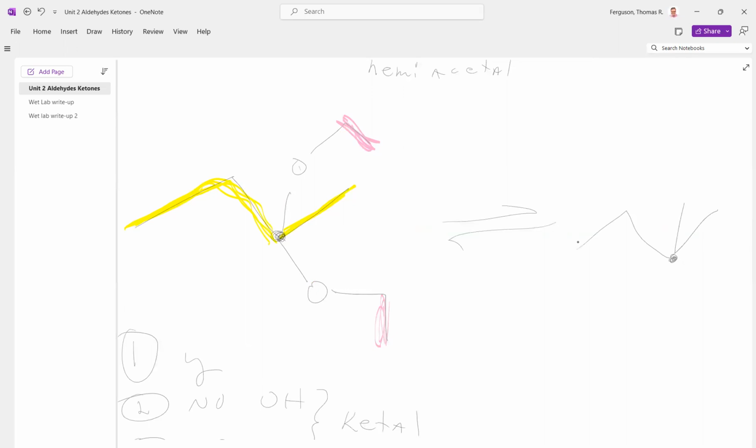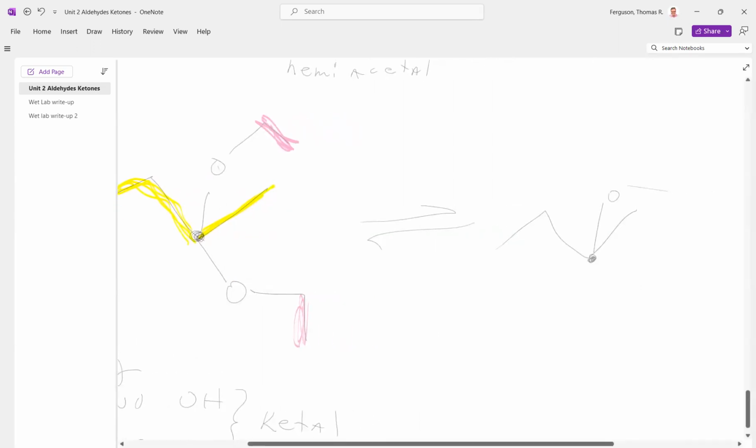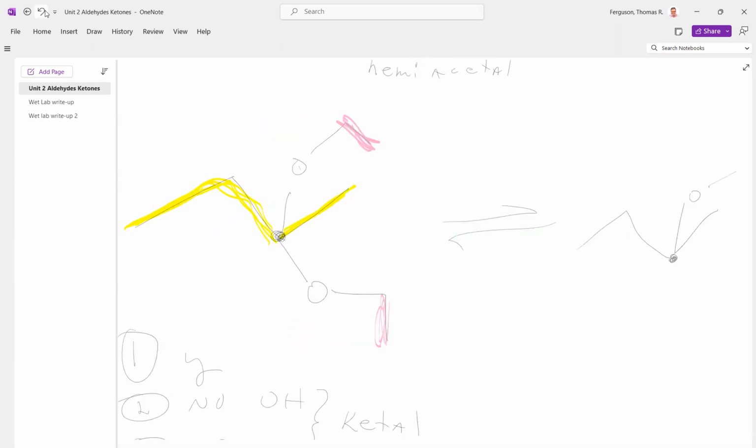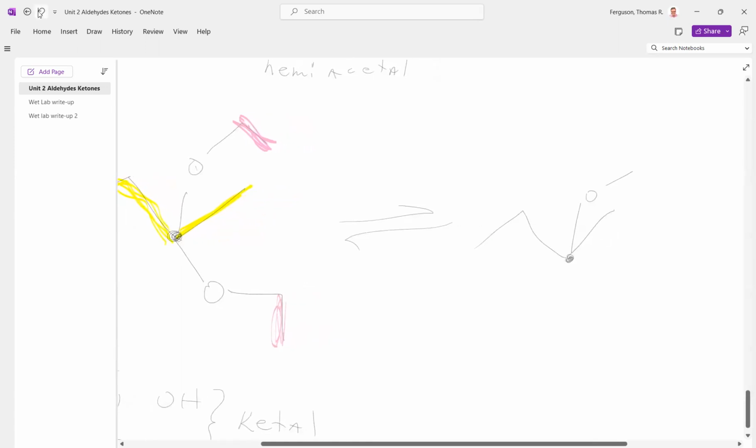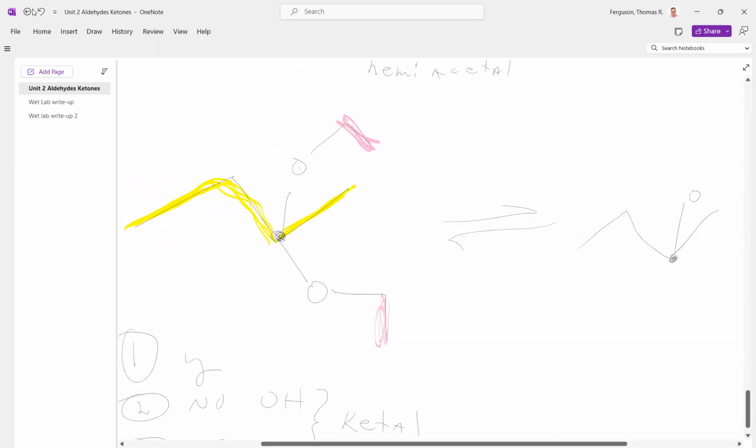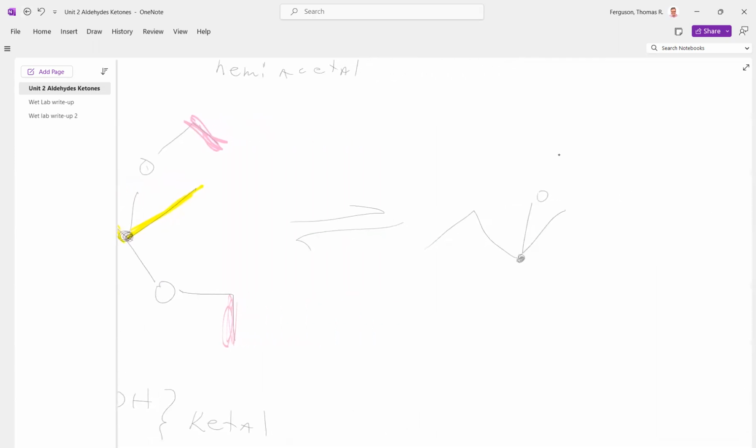And we're going to have... this thing keeps wanting to draw an arrow. It's not what I want. I want a line. Okay. And then this is going to be an OH once the alcohol leaves.